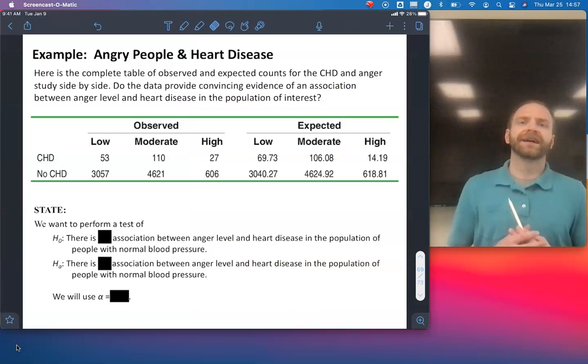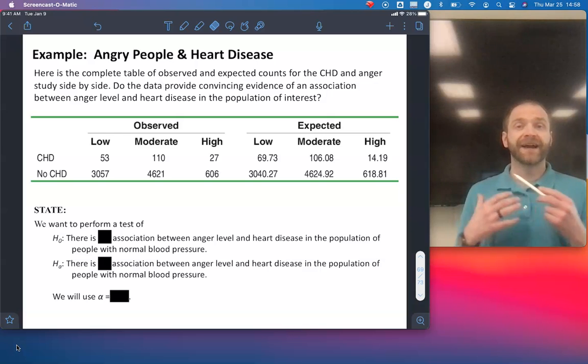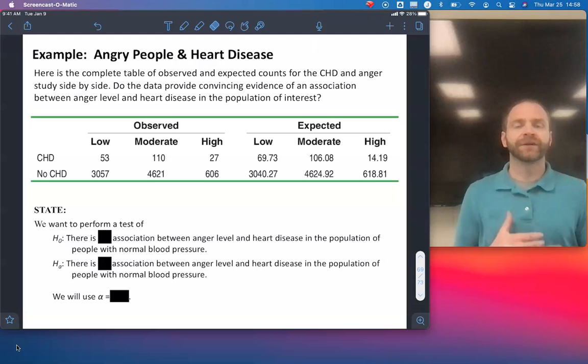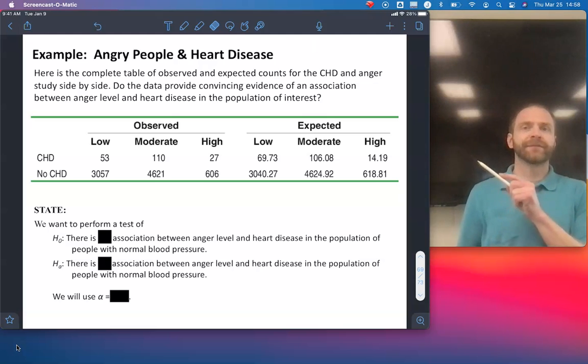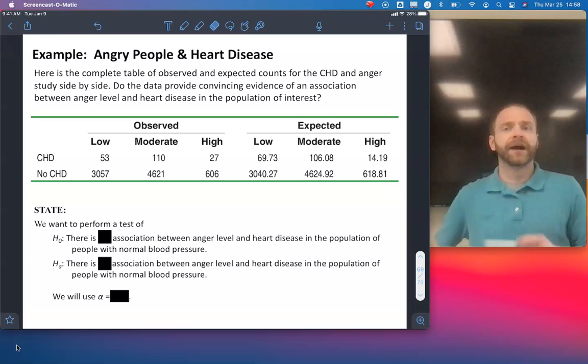So we've already looked at the anger level and the CHD heart disease prompt, and we're going to dive deeper into a full state, plan, do, conclude with that same prompt. So you can always refer back to it. Here is the observed table and the expected table. Now, don't worry, I'll show you how to use your calculator again to find that expected table. But let's go into the whole inference procedure here.